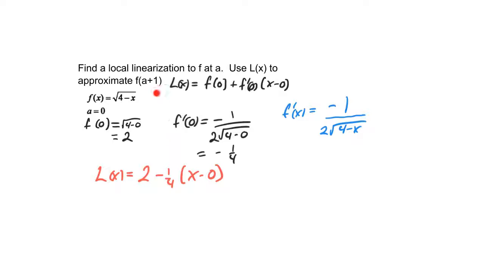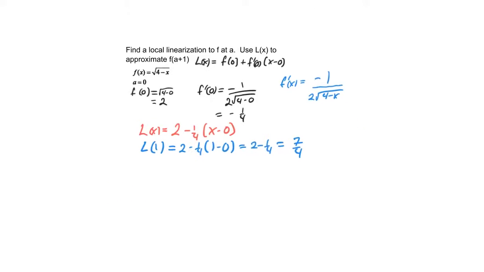All right, so now we're going to do this part of plugging in f of a plus 1. So in our case, a is 0. 0 plus 1 is 1. We're going to plug 1 into this. Now, our function is called L of x, and so we write L of 1. That is equal to 2 minus 1/4 times 1 minus 0. All right, so that's 2 minus 1/4, which is 7/4.